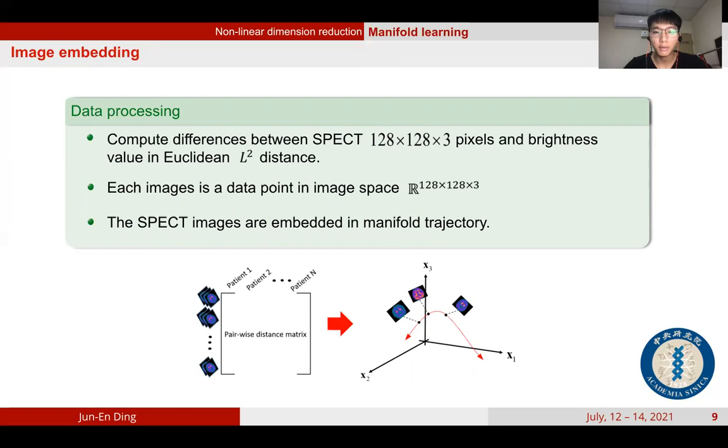In this study, we first proposed the use of diffusion maps for dimensional reduction of the data, and then we compute the difference between SPECT images of 128 by 128 by 3 pixels and brightness values in Euclidean L2 norm distance. Finally, the SPECT images are embedded in a manifold trajectory.